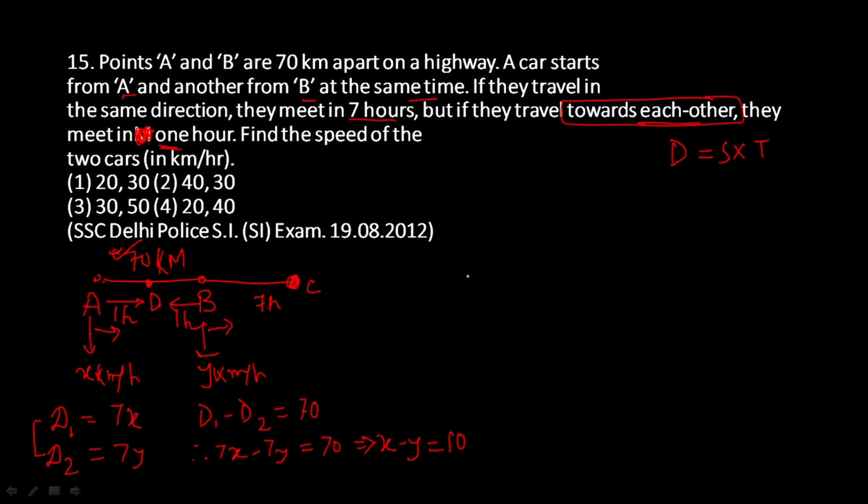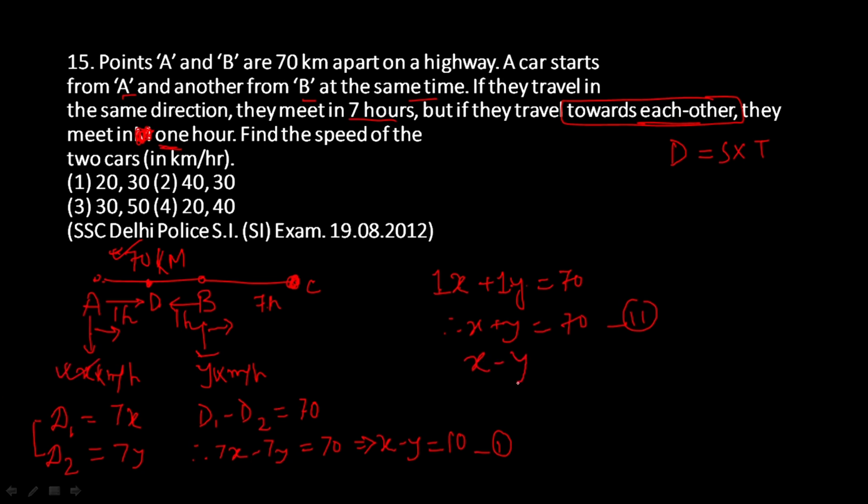They are traveling towards each other, so it will be x plus y. So in this case 1x plus 1y, right? Because it is going for 1 hour, so 1x plus 1y is equal to 70, which means x plus y equals 70. So we're getting two equations, equation 1 and equation 2. We can now get the speeds easily.